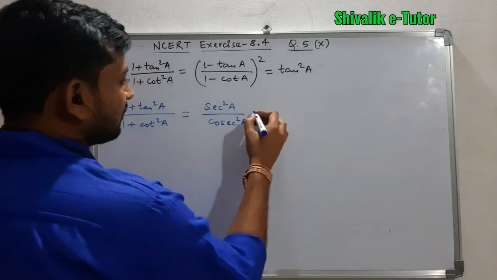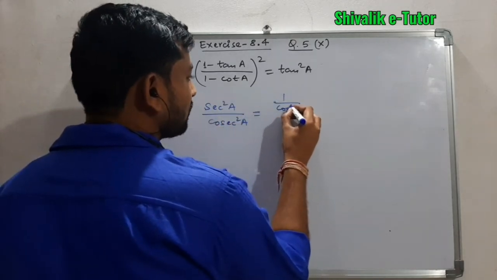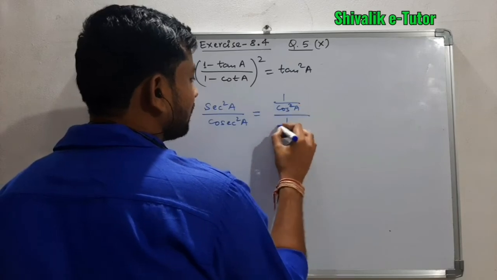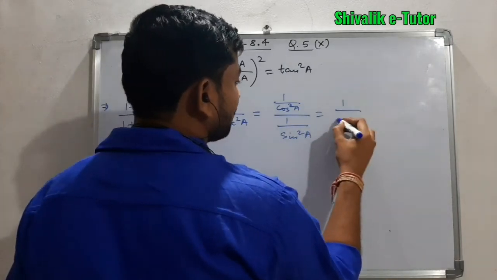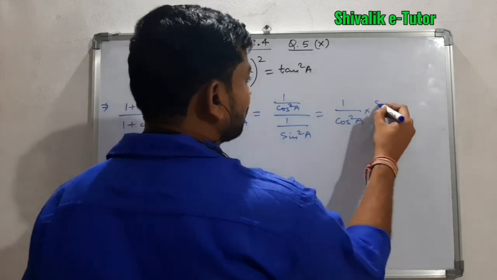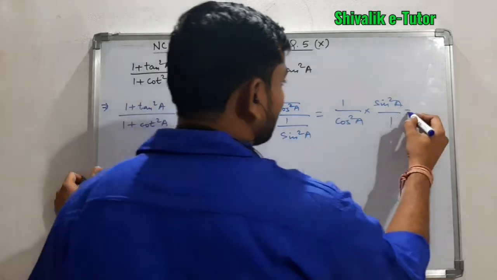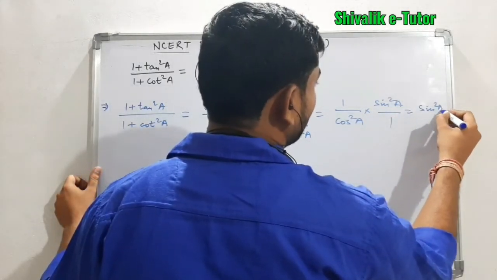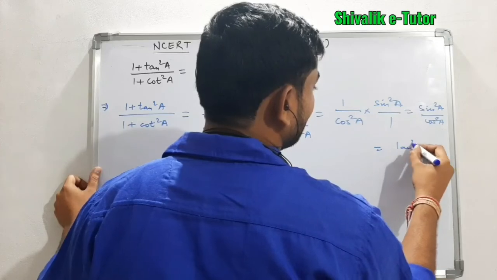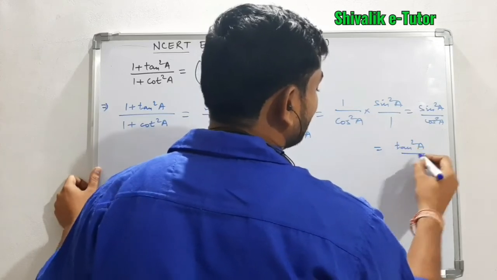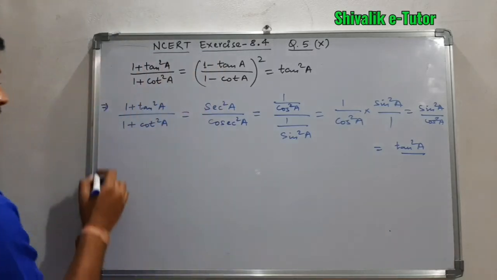So here now if we convert this into sin and cos, this will become 1 upon cos square A, and this will become 1 upon sin square A. So when we simplify this, the first will be written as it is and the reciprocal of second, it is sin square A upon 1. So here what we will be getting, sin square A upon cos square A, which is nothing but tan square A. So this is proved. So the first result is equal to the third result, that is tan square A.